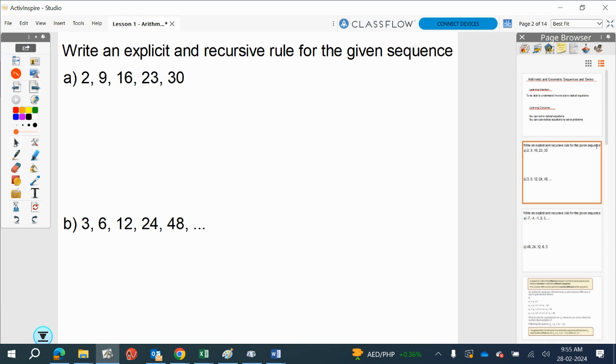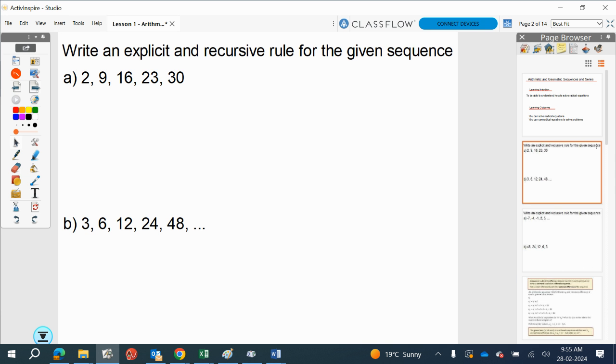All right. I've got a couple of example ones for you to look at. We're going to write an explicit and a recursive rule for the given sequence. So have a look at that first sequence. Can you see what the pattern is? Figure out for yourself, what's the pattern in this first one? Take a minute. Sam? It adds 7 each time.